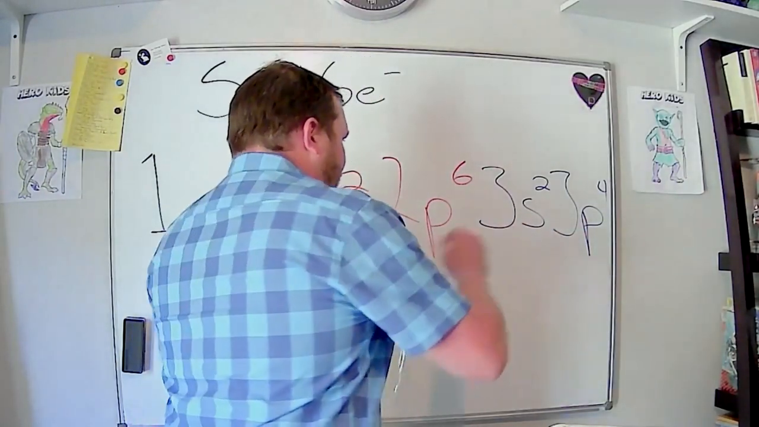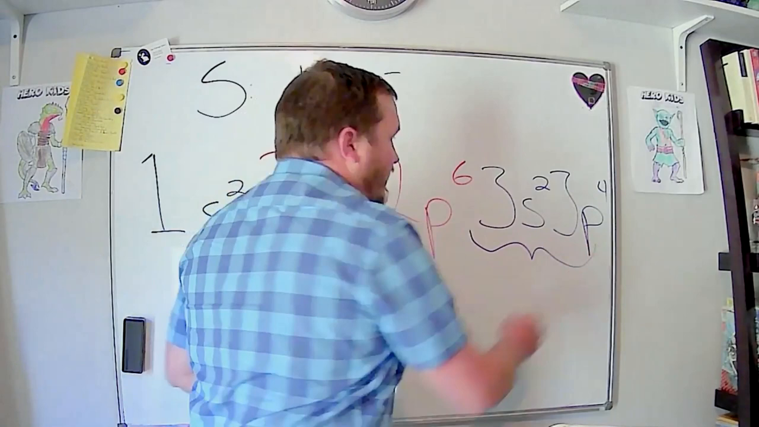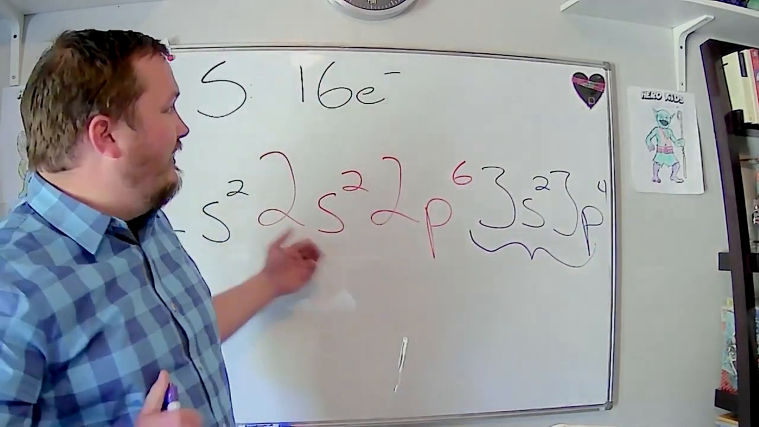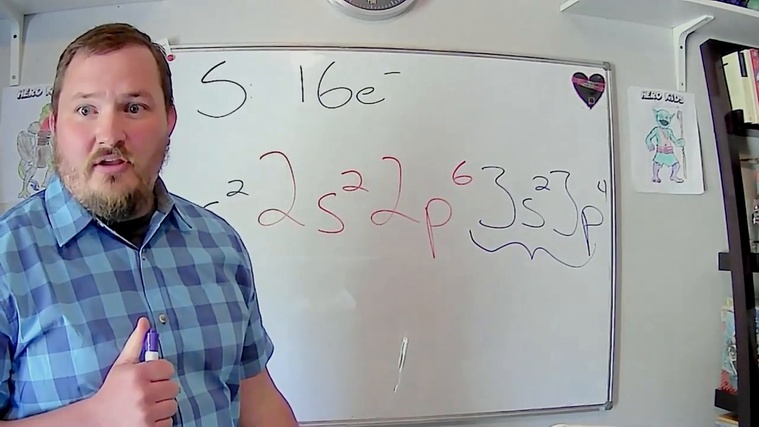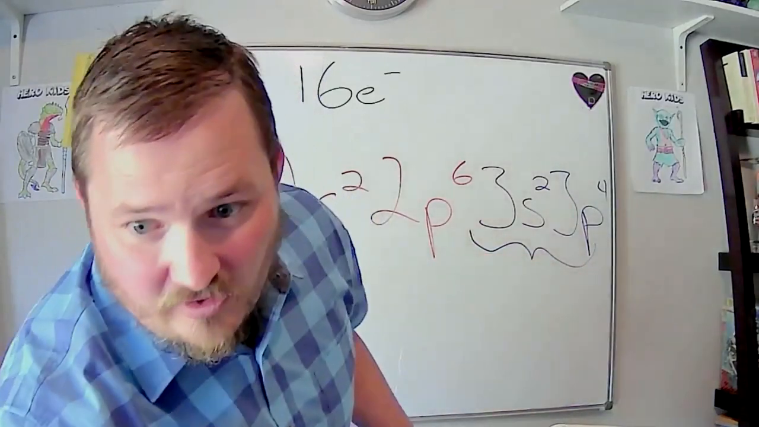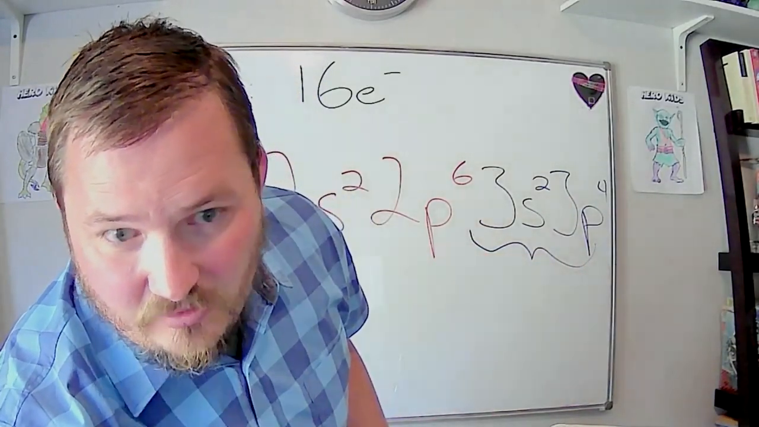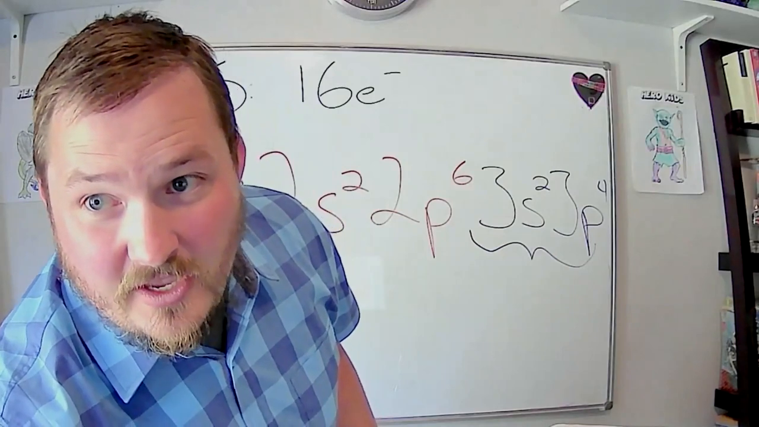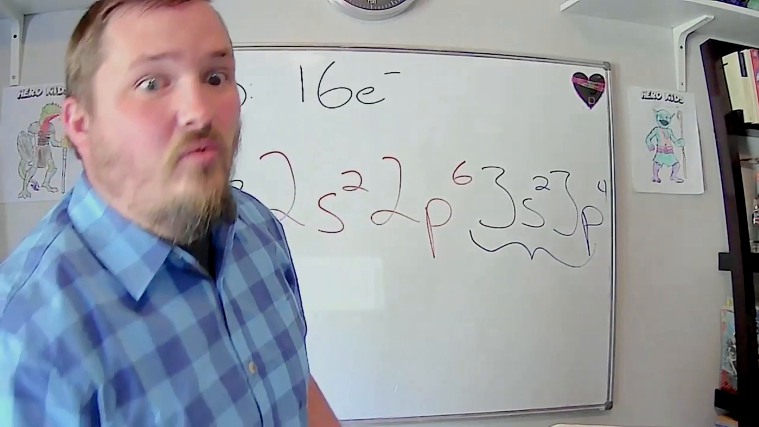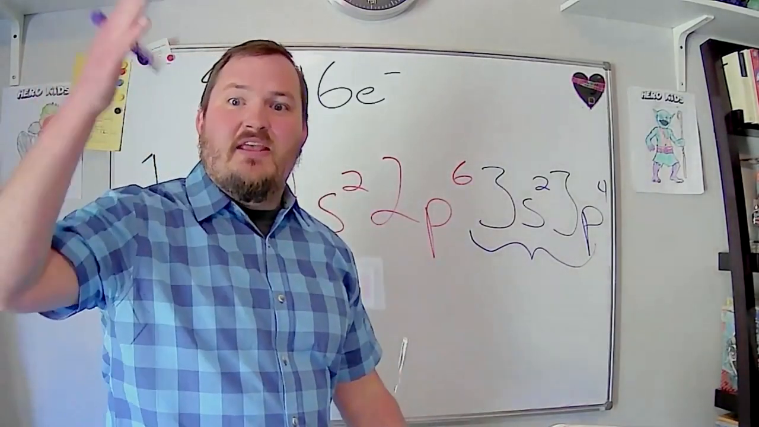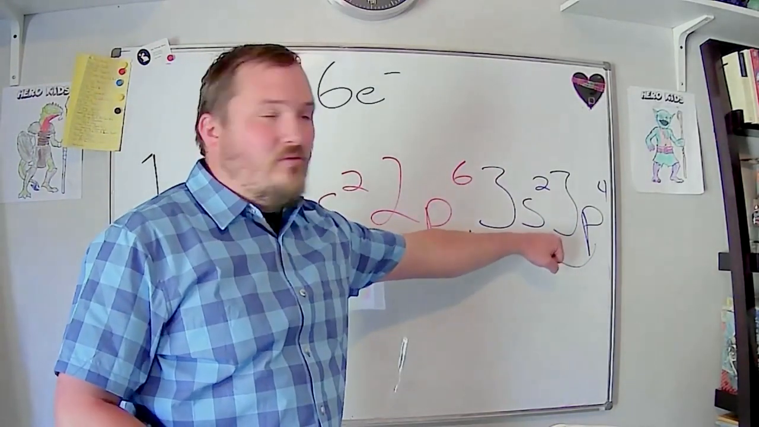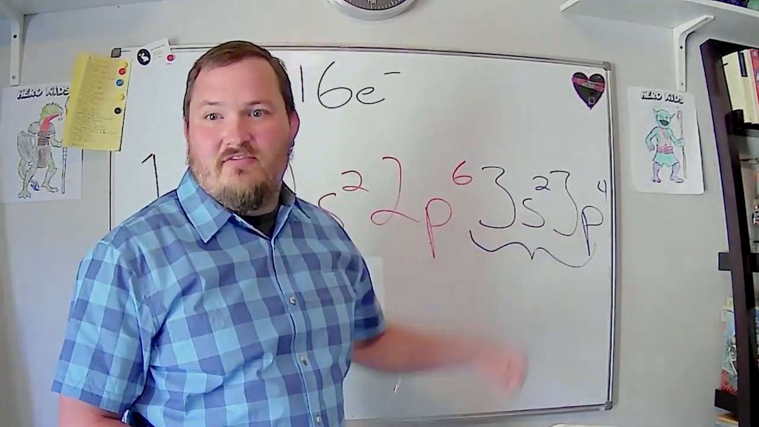And this section here, that looks really similar to the end of oxygen, right? Oxygen ended in 2s2, 2p4. Sulfur ends in 3s2, 3p4. Whatever is underneath sulfur, which is selenium, is going to end in 4s2, 4p4. So the whole reason that we have those repeating columns in the periodic table is because those are the elements that have similar electron configurations.